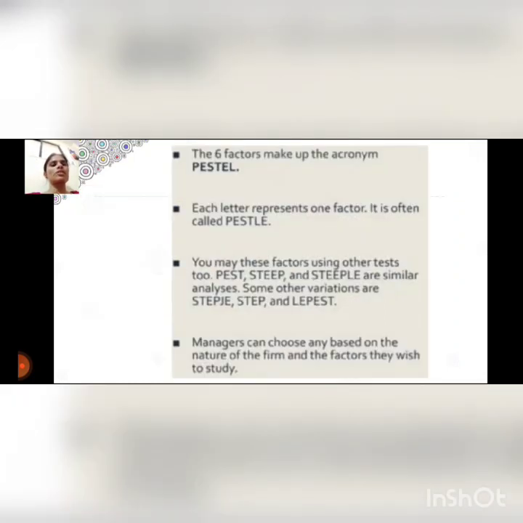Now we discuss also the introduction. There are six factors that make up the acronym PESTEL. Each letter represents one factor. It is often called PESTEL. You may use these factors in other variants too: PAS, STAP, STAPLY are similar analyses, and some other variants are STAPG, STAP and LAPES, and managers can choose any based on the nature of the firm and the factors they wish to study.